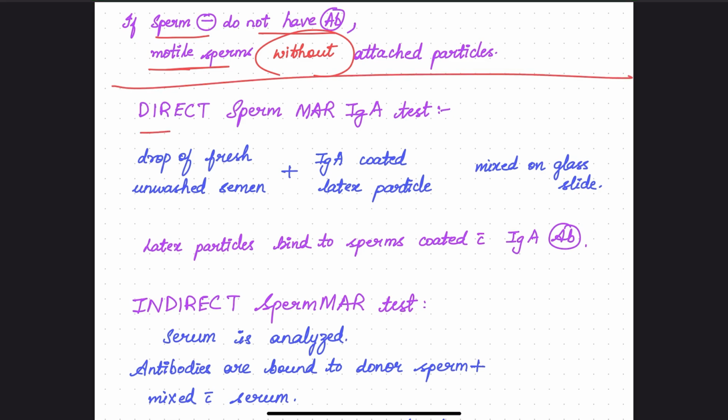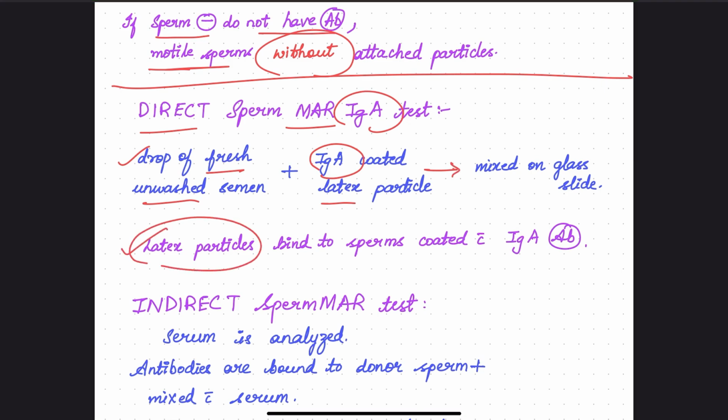Coming to direct sperm MAR IgA test. In IgA test, from the patient, you take one drop of fresh and unwashed semen. You mix it with IgA coated latex. There is no immunoglobulin here. You mix it on a glass slide. If latex particles bind to sperms, they are coated with IgA antibodies. If at all sperm has IgA antibody, this latex particle directly goes and attaches to the antibody on the surface of sperm. So whenever you find a motile sperm with attached latex particle, then it is positive for antibody. These are the direct tests.